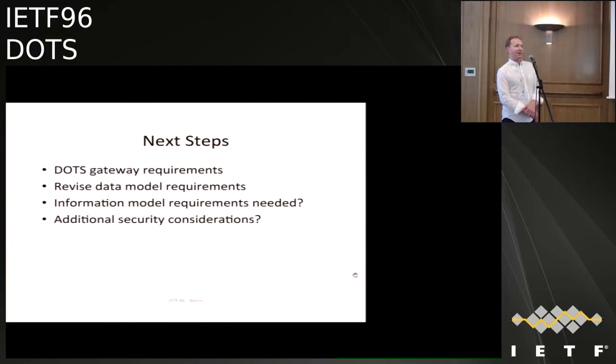The data model requirements, as I said, are fairly generic. We will try to make them more focused now that we have a volunteer to write a data model draft. Perhaps we can work together. I wanted to ask if anyone thought that there were information model requirements that needed to be added to this draft. And the security considerations section is fairly light. It may need some additional revision, and we would appreciate some working group feedback on that as well. Next slide.